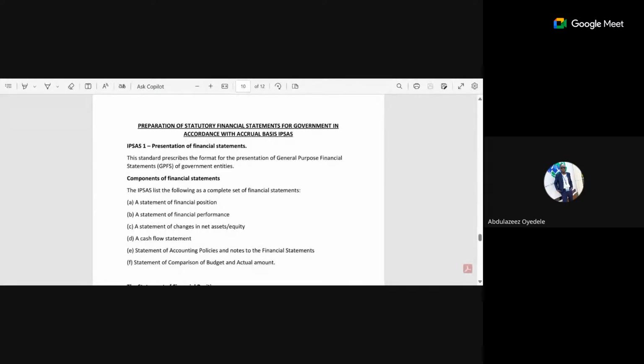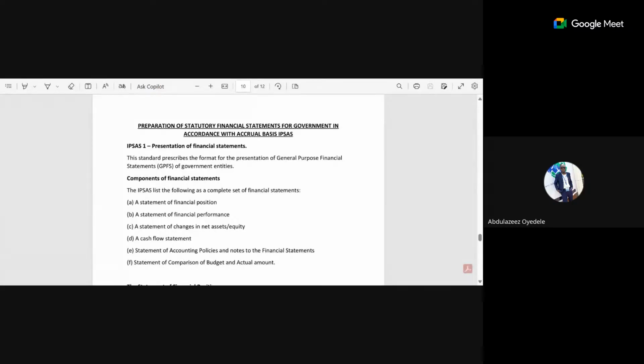And this is where the details of the components of financial statements of government using accrual basis are mentioned. And these are the statement of financial position, the statement of financial performance, statement of changes in equity, the cash flow statement, of course, and then statement of accounting policies, and then another IPSAS, which is the statement of comparison of budget and actual amounts. This one is also treated in a separate standard on its own.